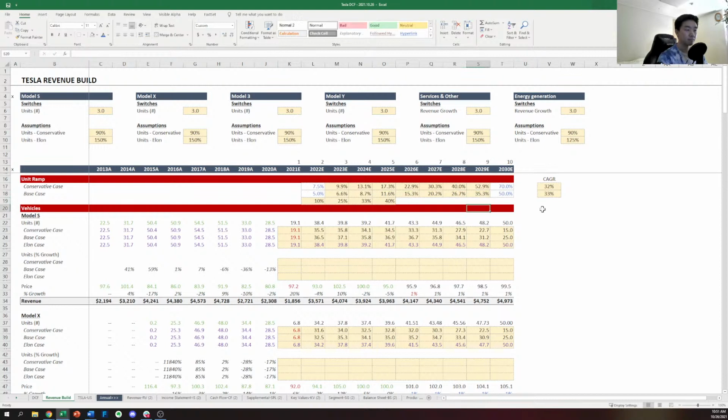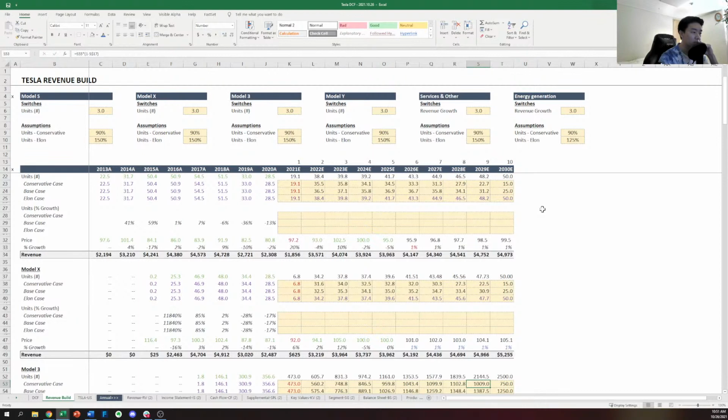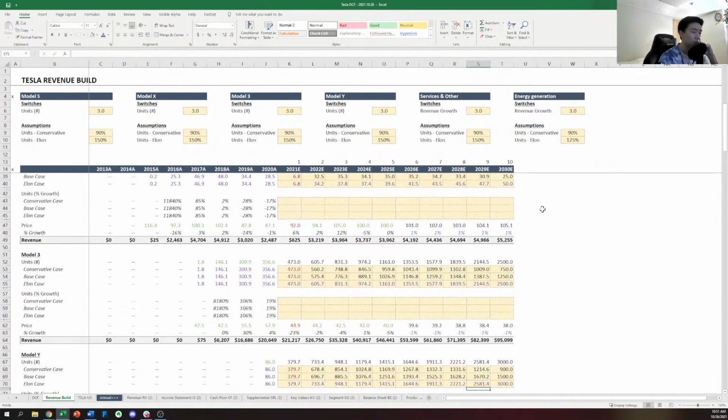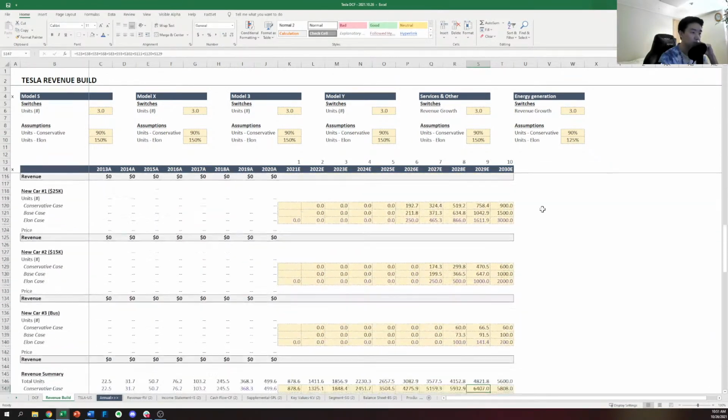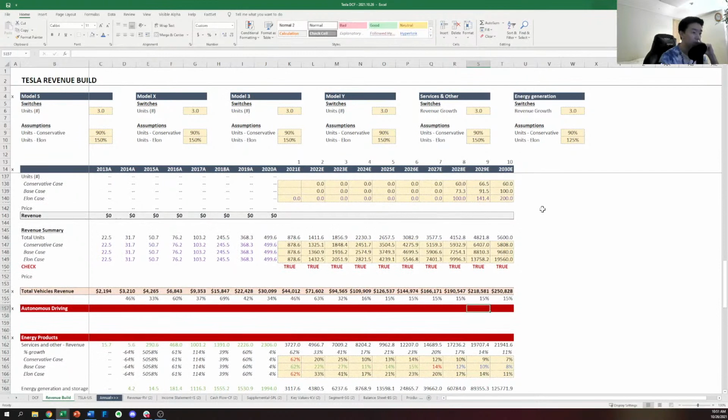Okay, so my base case is a little bit more conservative on the Model S and the Model X than the street, but I think that's more than made up for with all the other cars where my assumptions are super aggressive. So this is what it looks like. Our conservative case, they are selling. Oh, this is actually decreasing, which I guess could happen.